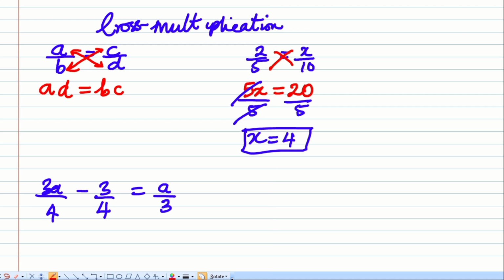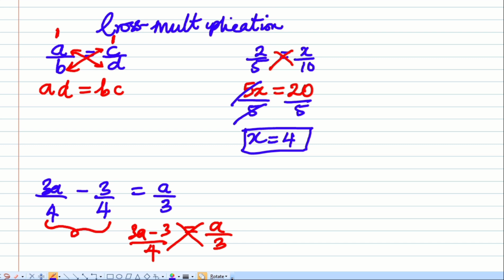There are actually two ways of solving this and I'm going to show you. If you want to cross multiply, the first thing you must do is write these two fractions as one, because in cross multiplication we need one fraction equal to another fraction. You get the point now? So we write it as one fraction. We have a common denominator of 4, so we take the 4, and 3a minus 3 is just 3a minus 3 since they're not like terms, and that's equal to a over 3. Now we have one fraction equal to another fraction. We can go ahead and cross multiply now.